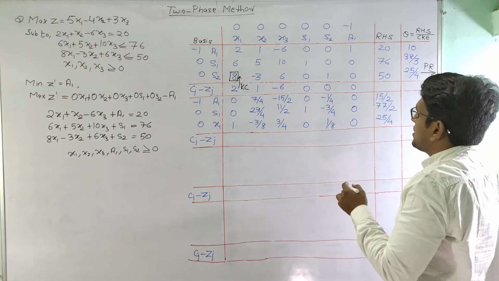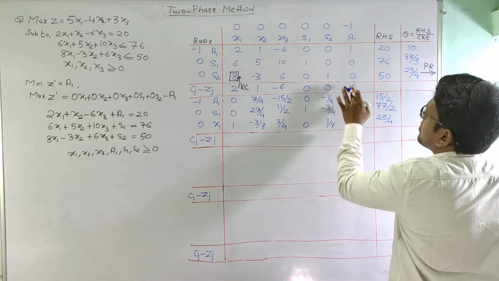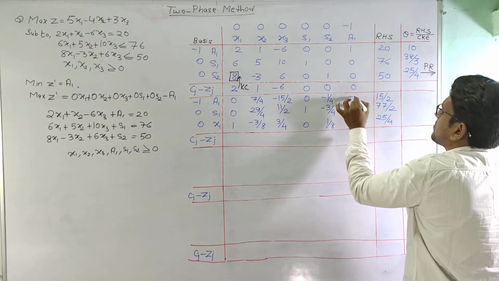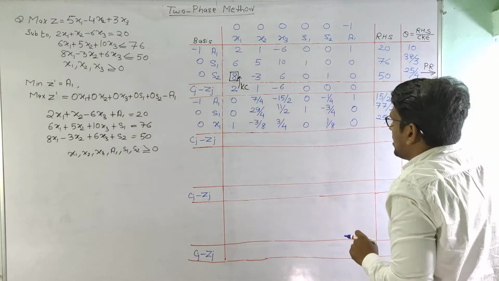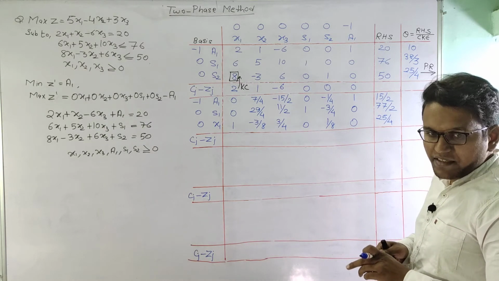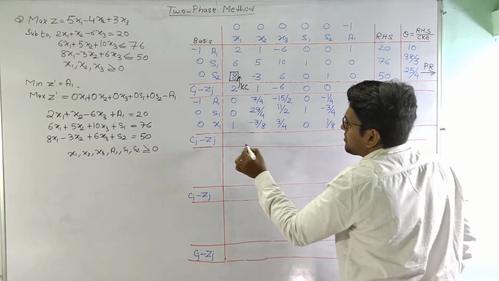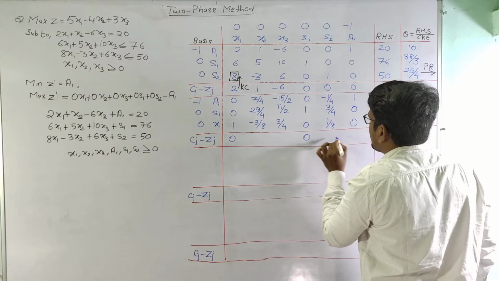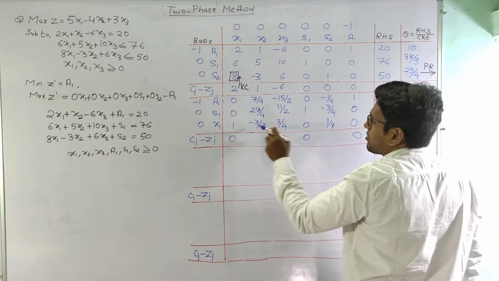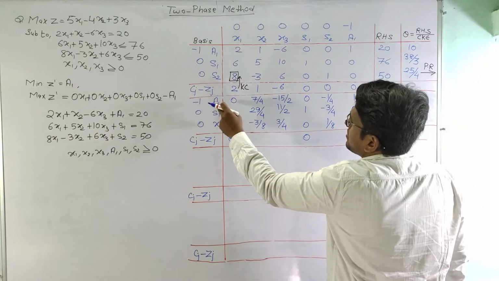Sorry, this will be 1 minus 0 is 1, okay. Now we need to calculate the values of Cj minus Zj here, and we will have the value 0, 0, 0 for x1, s1 and a1 because they are in the basis column. And let us find out these values.